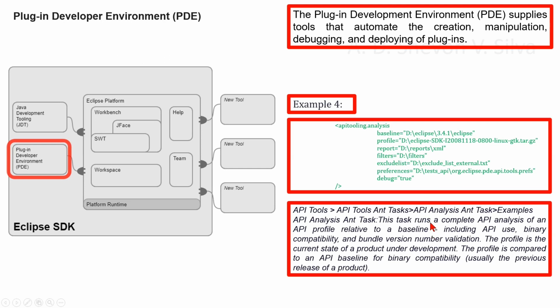The problem severities will be generated as specified by the test API, then org.eclipse.pde.api.tools.prefs. Since debug is enabled, some debug tracing will show up in the Ant console.